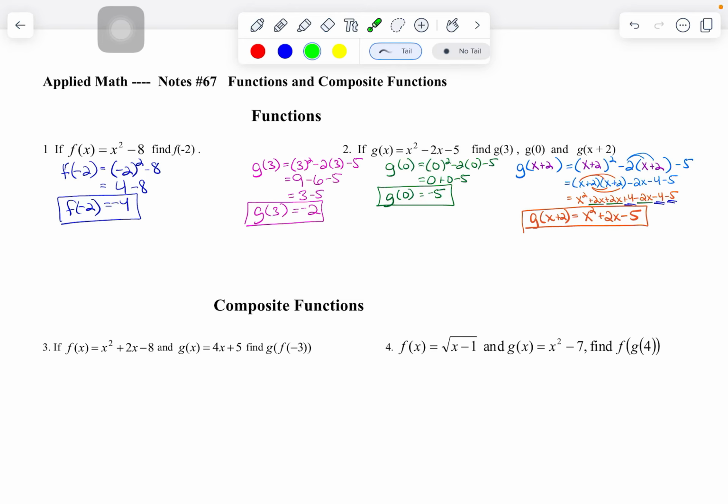All right, this is going to be the second video for Notes 67. We're talking about functions, and we did a first video, which was question number 1. We evaluated a function for a numeric value. Question number 2, we had another function evaluated for a numeric value, and then we had an expression. And then what we're going to get into for question 3 and 4 are something called composite functions.